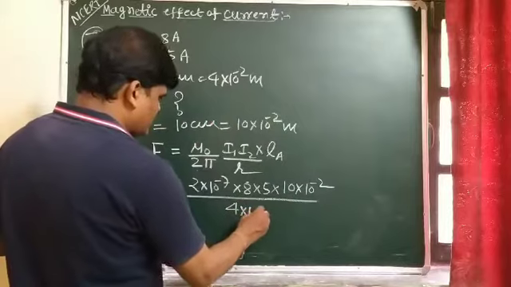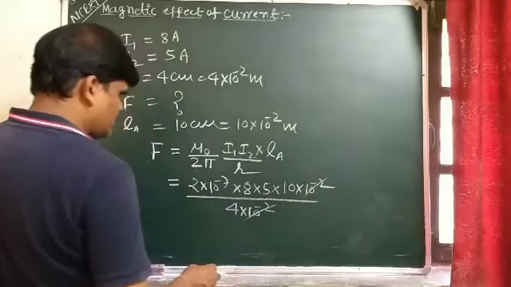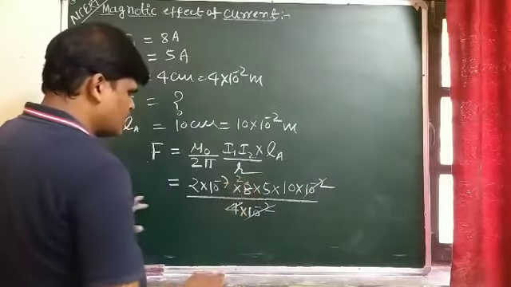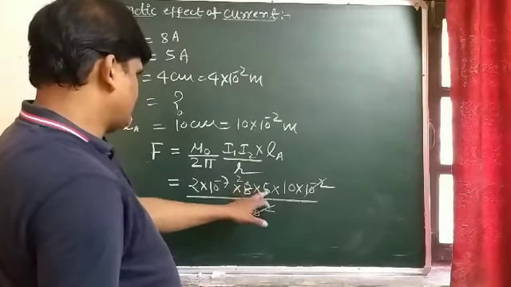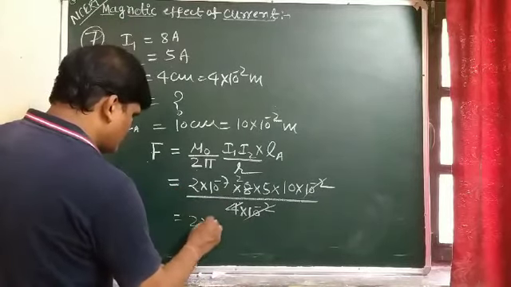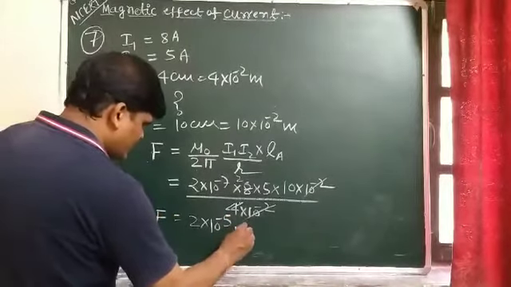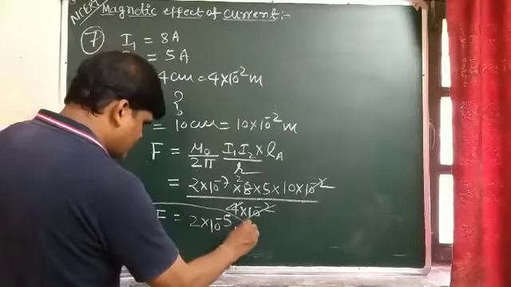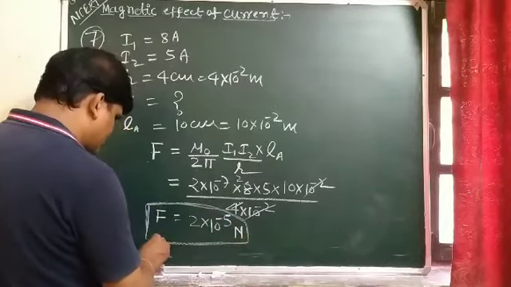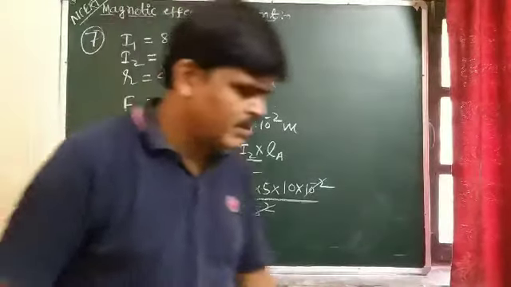4 into 10 to the power minus 2, and this 10 to the power cancels out, and 4 2s are also cancelled out, and 10 5s are 10, and 10 to the power 2. It means it comes out to be 2 into 10 to the power minus 5 Newton. So the force acting on wire A on its length of 10 centimeter, force F equals 2 into 10 to the power minus 5 Newton.